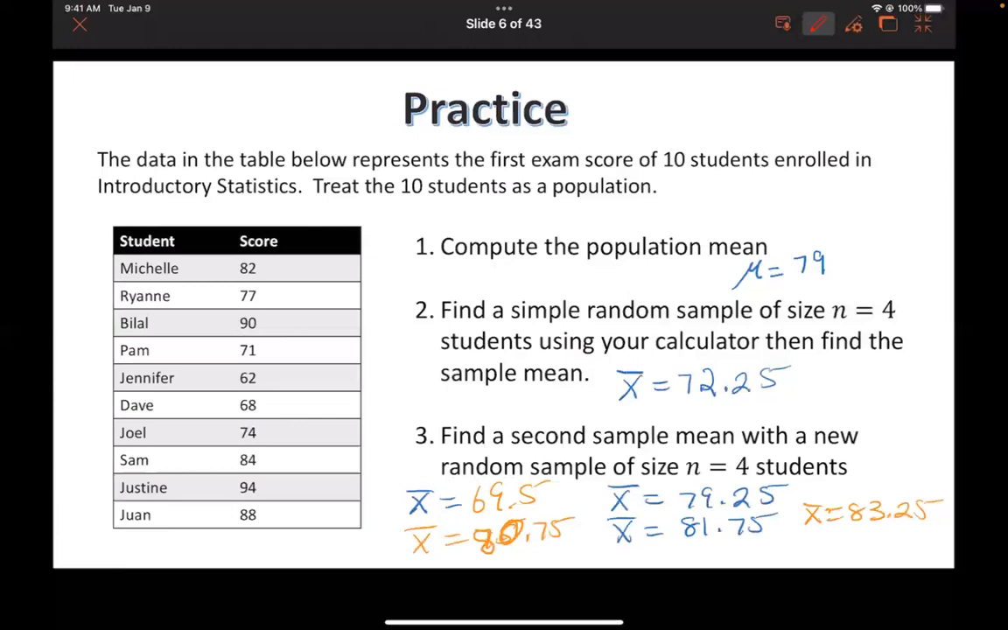Okay. Questions about the mean. Are we comfortable calculating the mean? Okay. Let us move on.